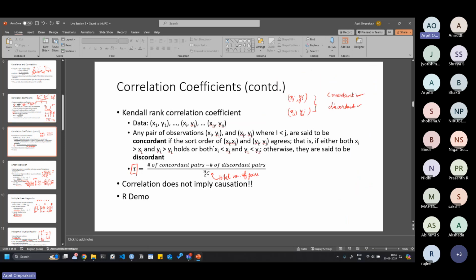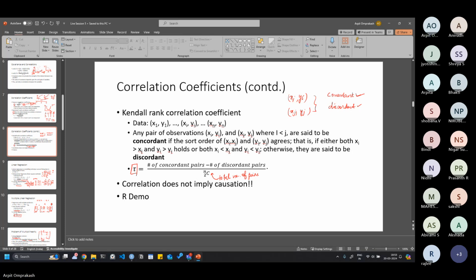Then we have the Kendall rank correlation coefficient, where we take a pair of observations and check if it is concordant or discordant. For example, if xj is greater than xi and yj is greater than yi, or if xj is less than xi and yj is less than yi, then these are called concordant pairs. Otherwise, these are called discordant pairs. To calculate the Kendall correlation coefficient, you take the number of concordant pairs minus the number of discordant pairs, divided by the total number of pairs.